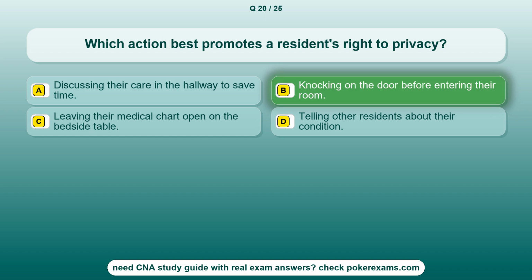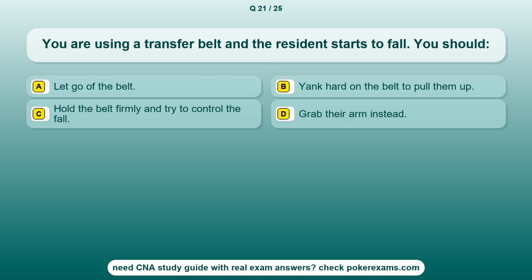The correct answer is option B. Knocking on the door before entering their room. Question 21. You are using a transfer belt and the resident starts to fall. You should, option A. Let go of the belt. Option B. Yank hard on the belt to pull them up. Option C. Hold the belt firmly and try to control the fall. Option D. Grab their arm instead.